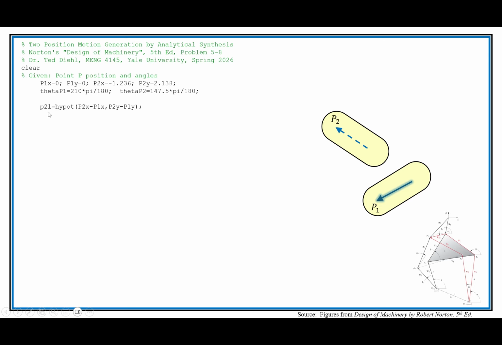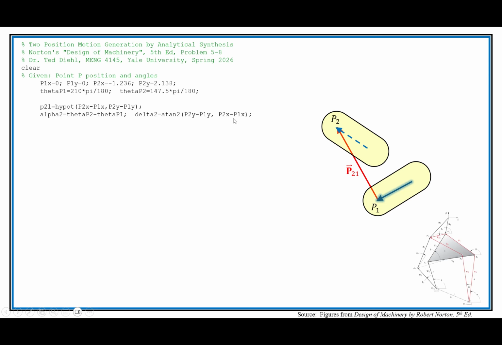And then I said that the hypotenuse, I don't usually use that, but I used it this time, is the hypotenuse of those two. So we are able to get that length, P21. And the alpha is the difference of those. And the delta is, yeah, the alpha is the change in angle, and the delta is sort of the original orientation, right?